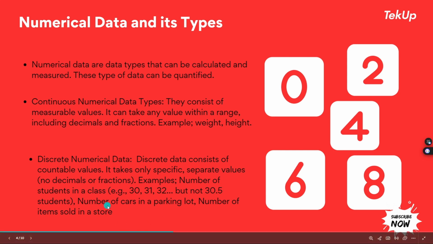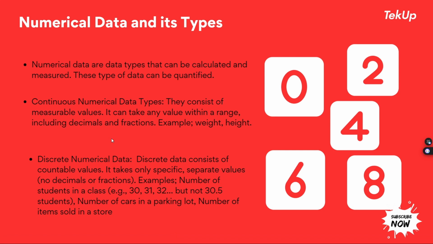Another example we gave here is the number of cars in a parking lot. Let's say we go to the parking lot in Walmart. There's no way we can say that we have 10.5 cars parked in the Walmart parking lot. We can only have 10 cars parked, or 20 cars parked.